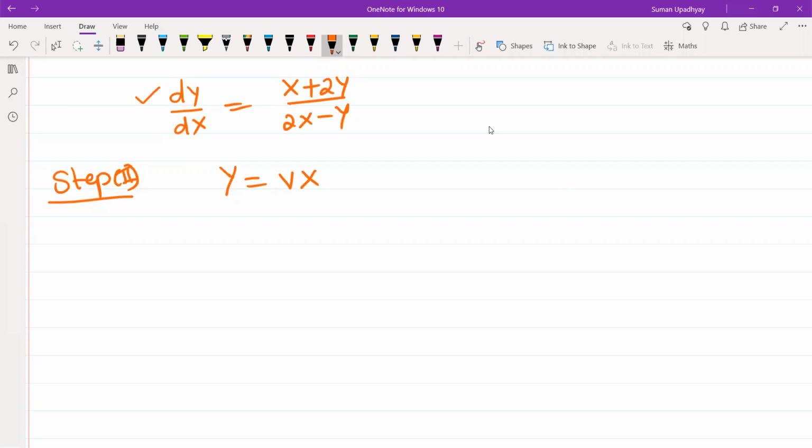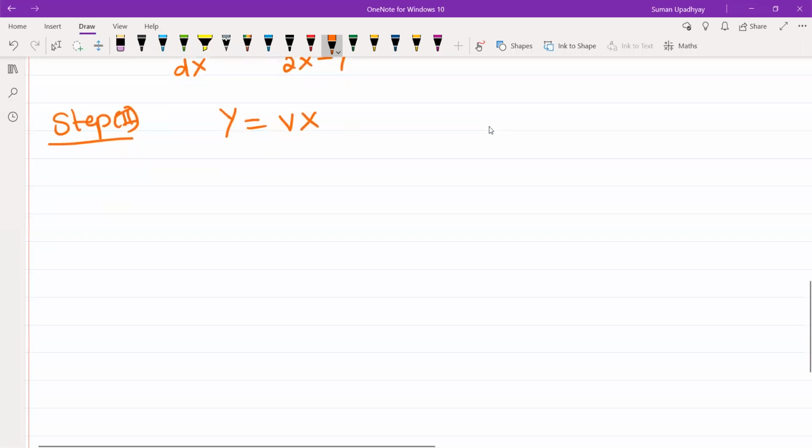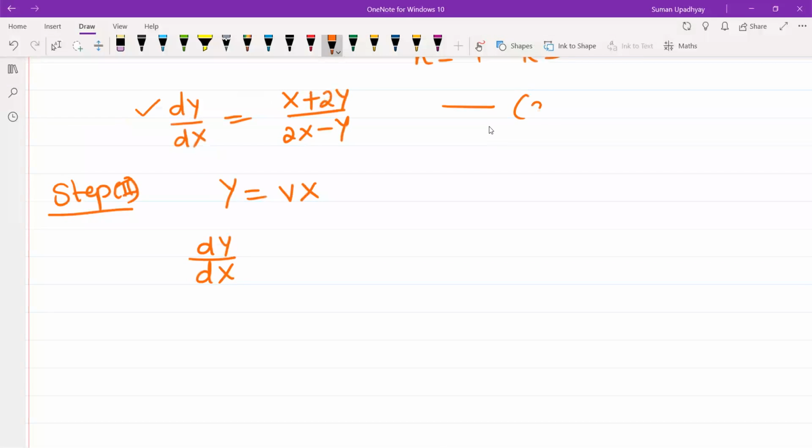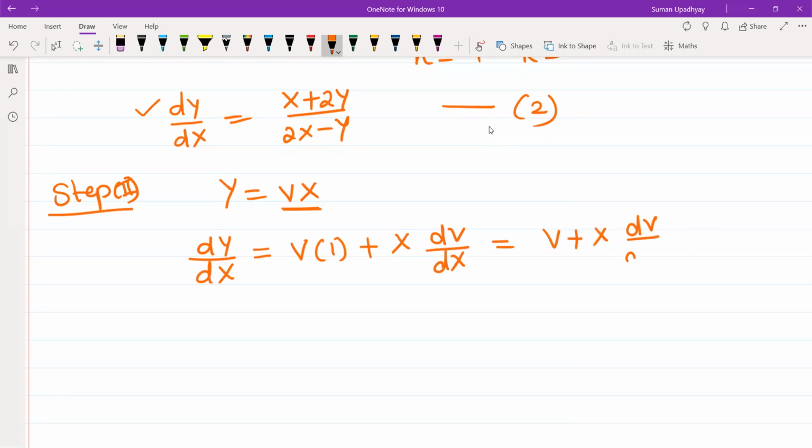Now, we all know what is to be done next. So what am I going to do next, kids? Yes, we will be writing dY by dX. So I'll make this equation number 2. This is my equation number 2. So you differentiate this Y with respect to X. Here I'm going to apply the u into v rule. So v times the derivative of X with respect to X is going to be 1, plus X times the derivative of V with respect to X, so dV by dX I'm going to get. So I got V plus X dV by dX.